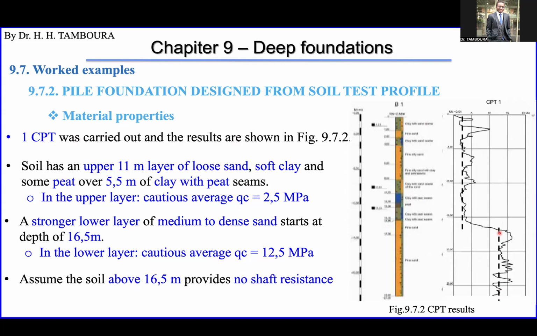So now we will use only, and when I say only, it really is only these two values, or maybe only this one, to design the pipe. That is what is interesting about using CPT. You need only the QC.